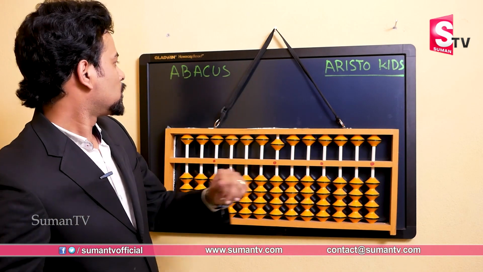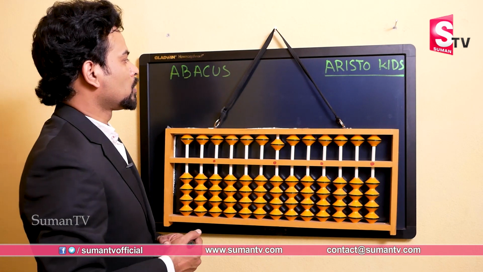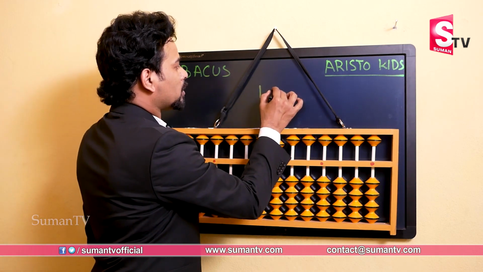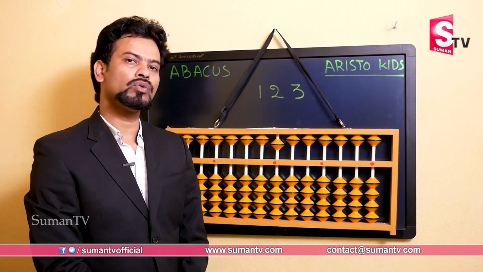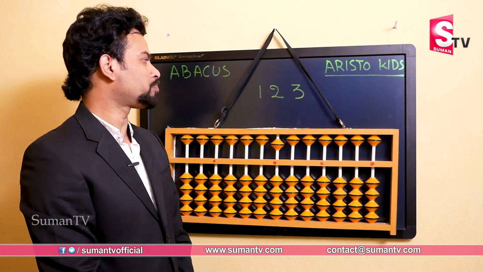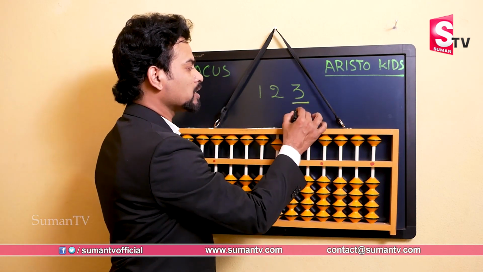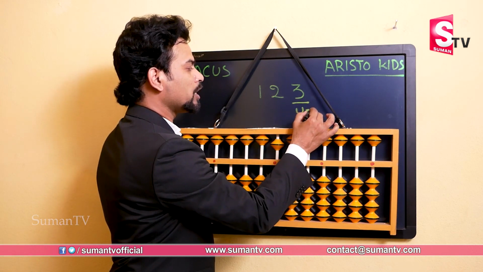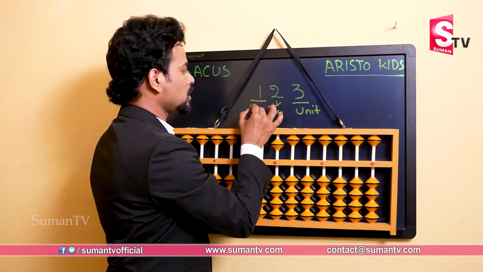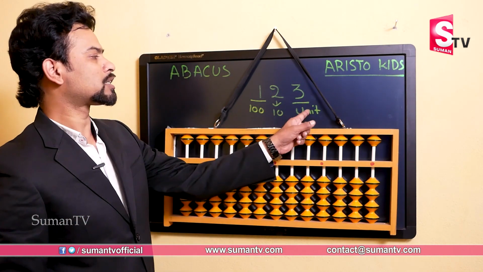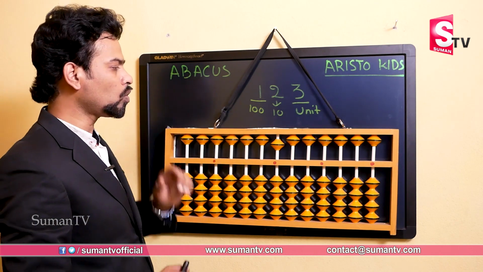Now let me give you an example before coming to the working of abacus. Suppose I am writing here 123. Now if we want to know the place values of this number, 3 is in ones place, or officially it is called unit place, 2 is in tens place, 1 is in hundreds place, and so on. It starts with units, tens, hundreds, thousand, 10,000, 1 lakh, and so on.